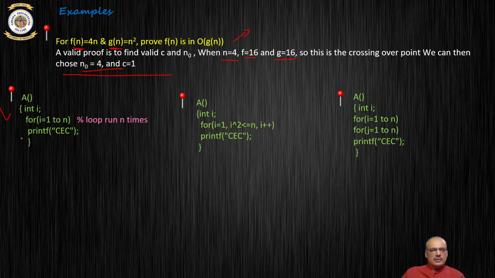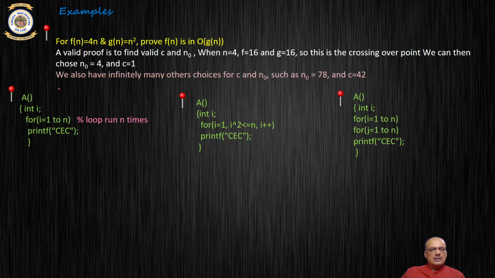Okay, let's look into this particular loop. Determine the complexity, the big O, of this particular piece of code. Here the loop runs n times and it prints c n times. So obviously the time complexity is n, right?